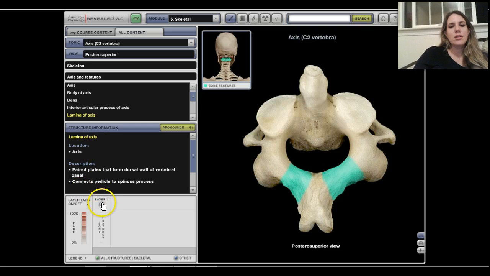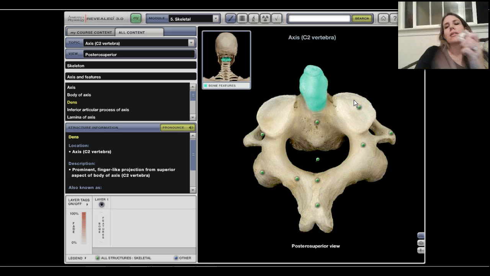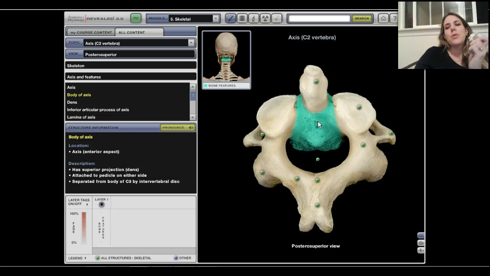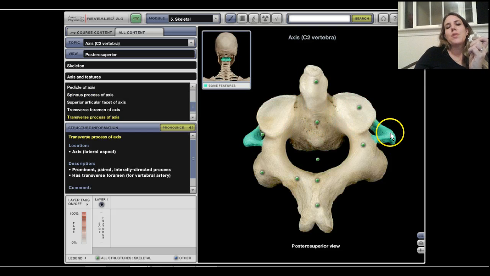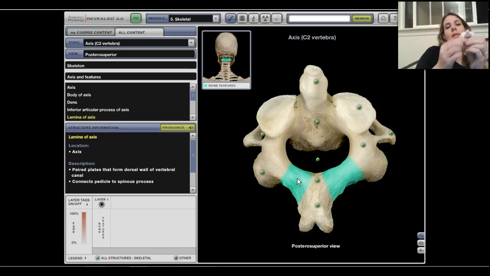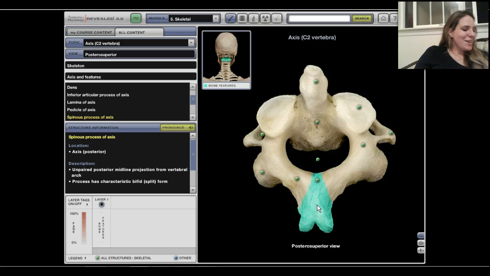So let's turn on the tags. So this is your dens, superior articular facet, body of the axis bone, transverse process, transverse foramen, inferior articular facet, lamina, there's your whole axis bone, and this is your spinous process. Not too bad, huh? Not too bad.